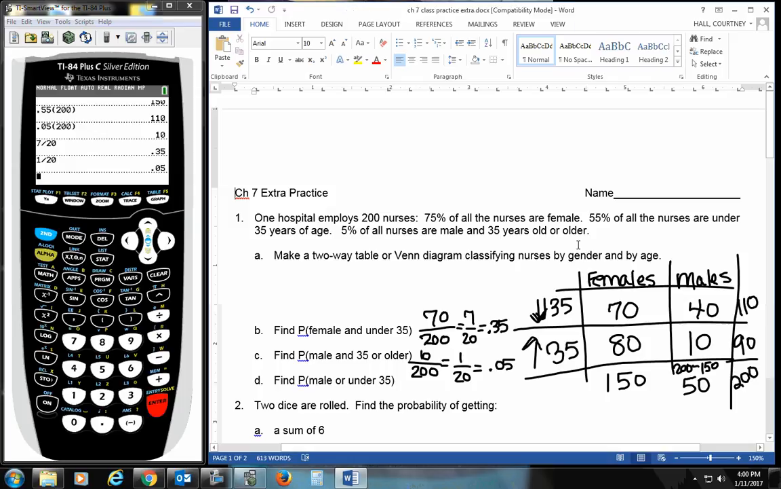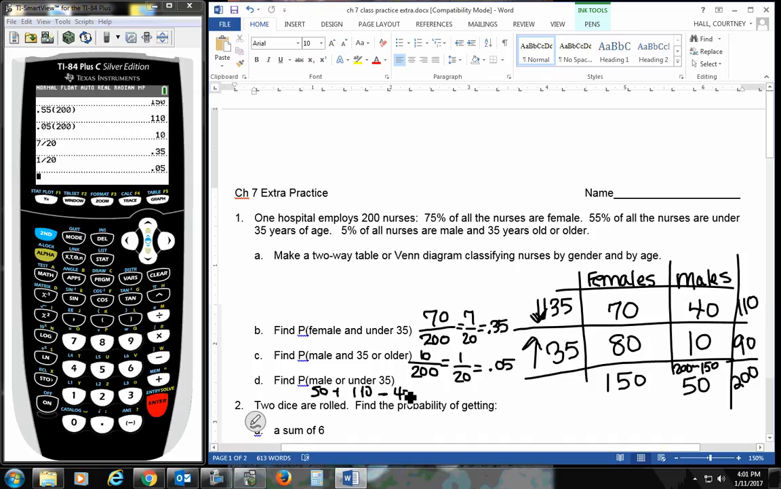Find the probability that you are male or under 35. Okay, so males, there's 50 of them. Under 35, there's 110. I'm going to add those together, but you have to remember that you just double counted some people. Anybody who was male and under 35, you counted them in both sets. So you need to subtract those people away. So that's the 40 males that are under 35.